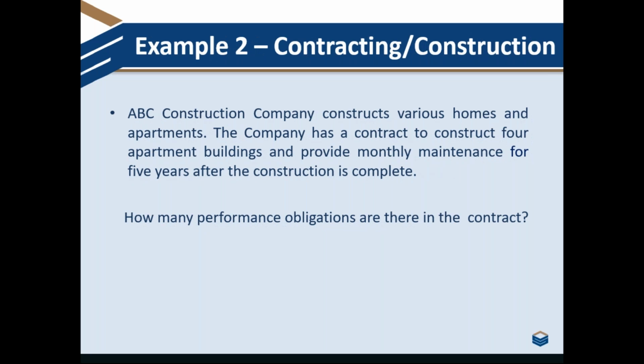ABC Construction Company. The company constructs various homes and apartments. The company has a contract to construct 4 apartment buildings and provide monthly maintenance for 5 years after the construction is complete. How many performance obligations are there in the contract? Again, please just put some numbers up there. You see, we're not picking on anybody for the number you gave. Sorry, Chris. But we just want to have some discussion as to this. As you're putting numbers up there, whatever you put up, Adam and I will just go back and forth about it, discussing it.